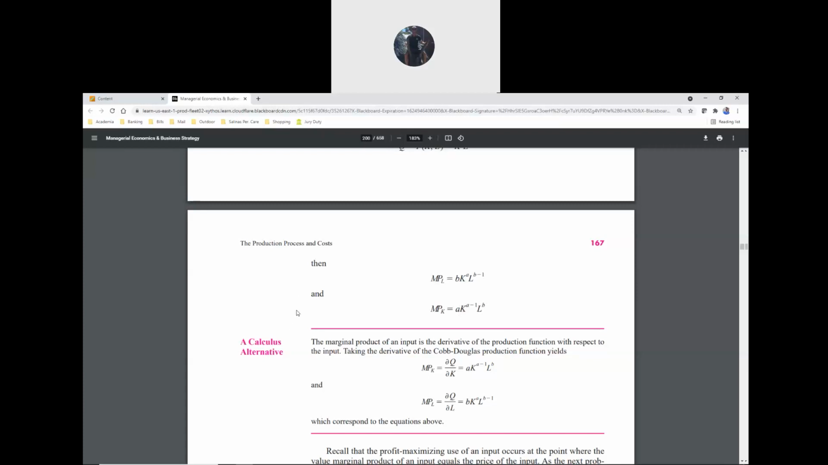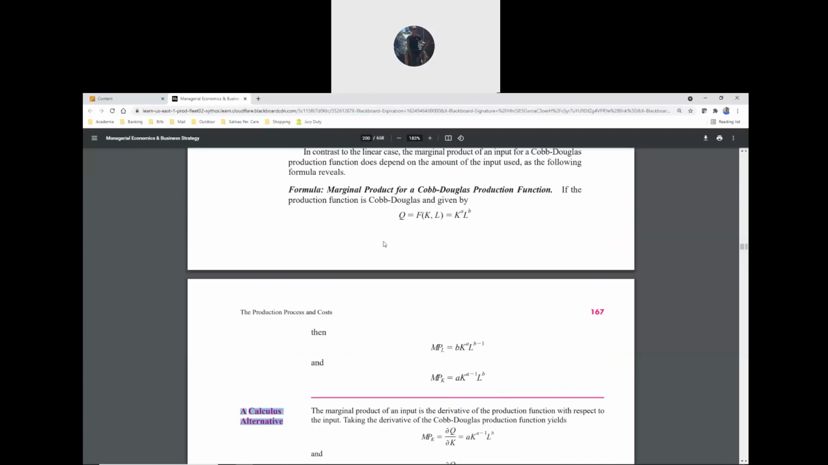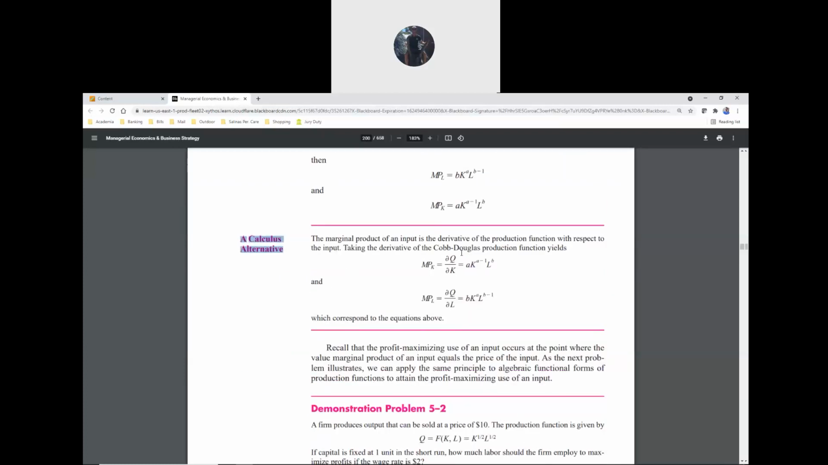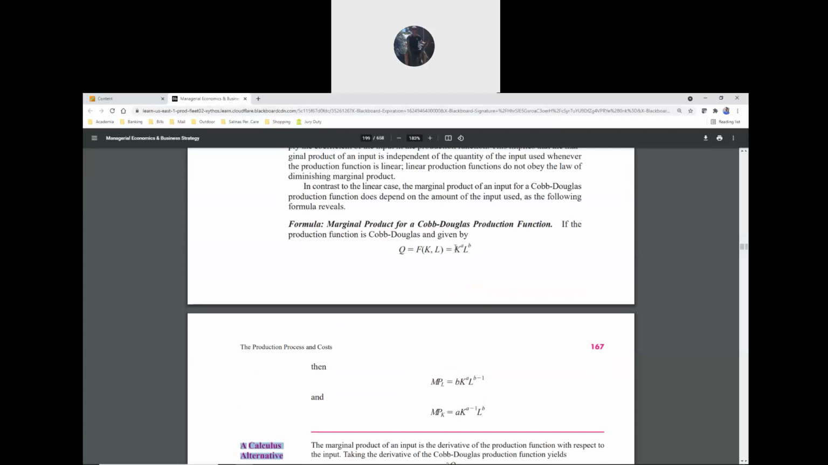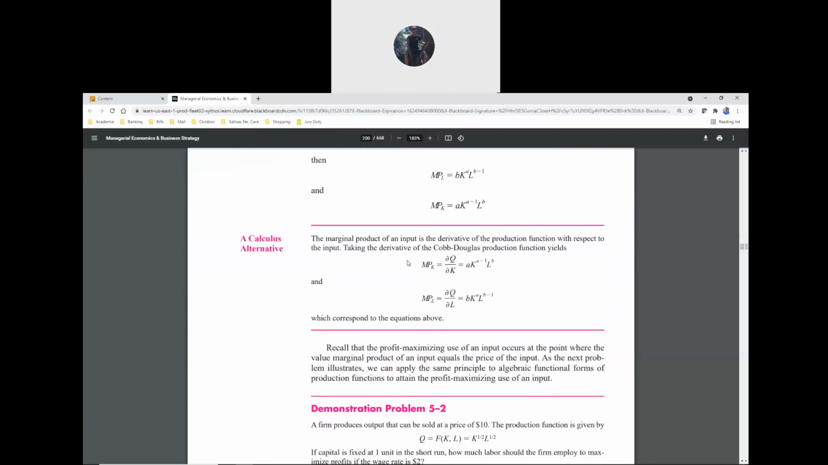Or a way I like to do this is just to take the partial derivative. So the calculus alternative: either just use the formula or take the partial derivative. So when you're looking at this function, K to the A, L to the B, you can take a simple partial derivative with respect to both of the inputs. So the MPK is equivalent to the partial derivative of that function with respect to K.